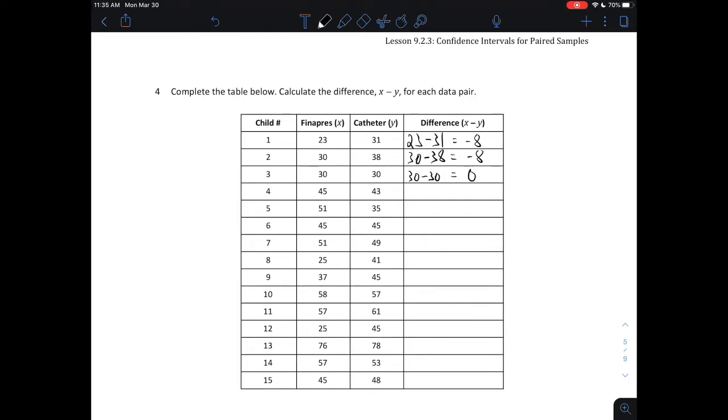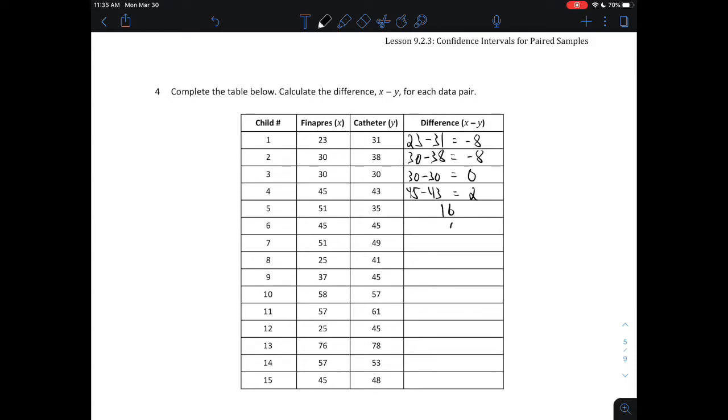And then for child number 4, 45 minus 43, and that would be positive 2. So notice for some of these you're going to get negative differences, for some you're going to get positive, and for others you may just get a difference of 0. So then for the rest of these children, child 5 would have a difference of 16, and you can check these on your own.